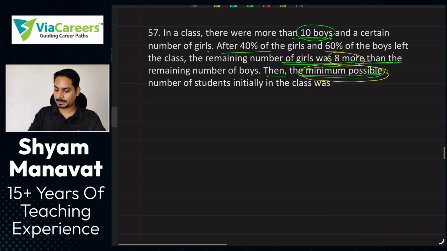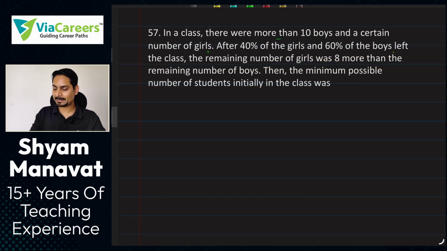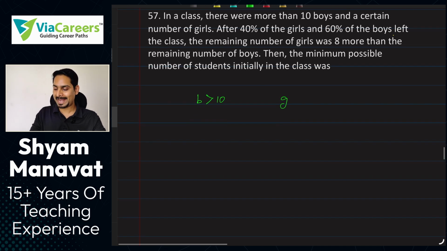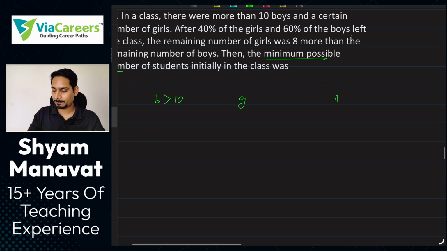So here let's assume the number of boys to be B and the number of girls to be G. Now, the question said B is more than 10. And we need to find out the minimum possible number of students. So we need to find the minimum value of B plus G.